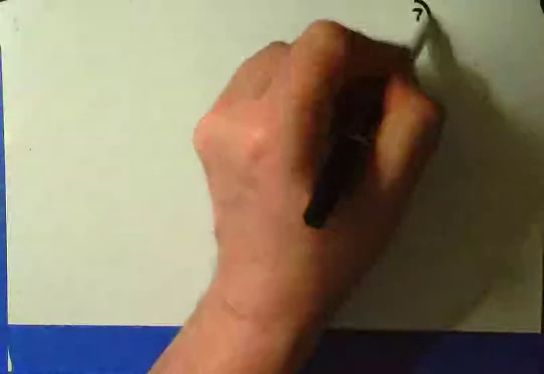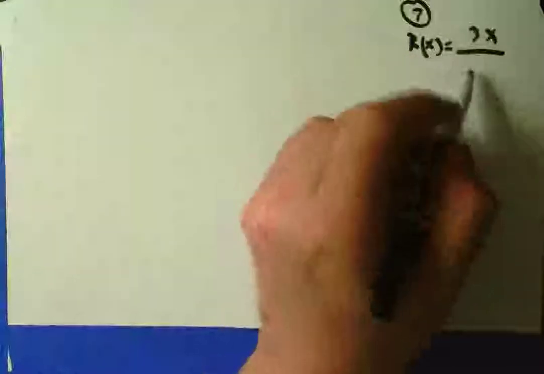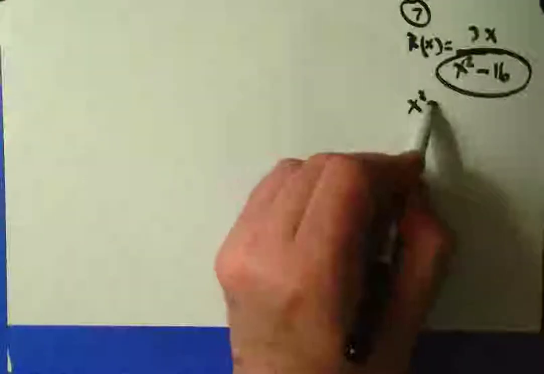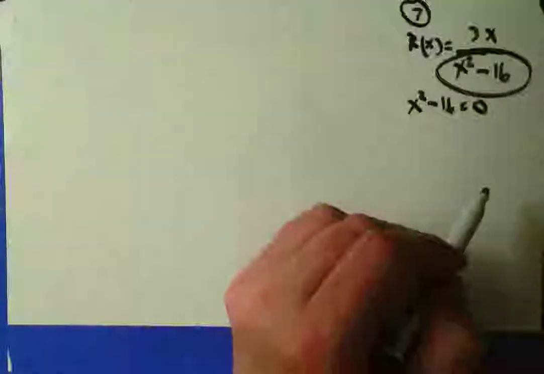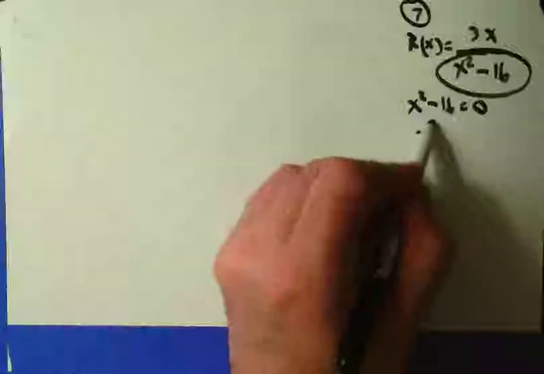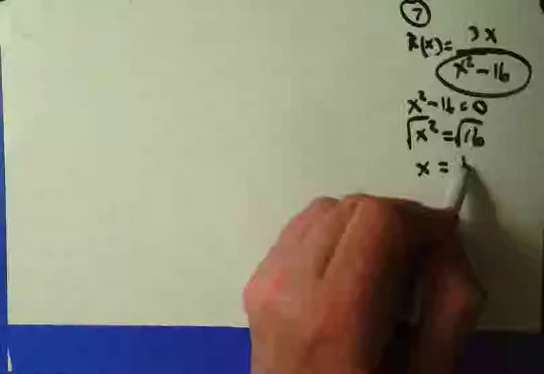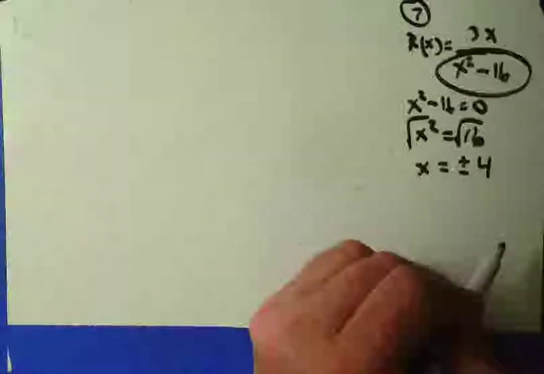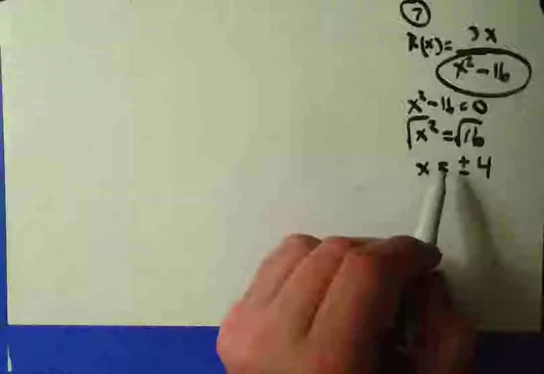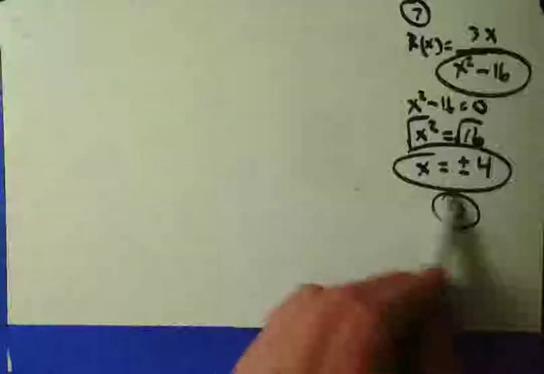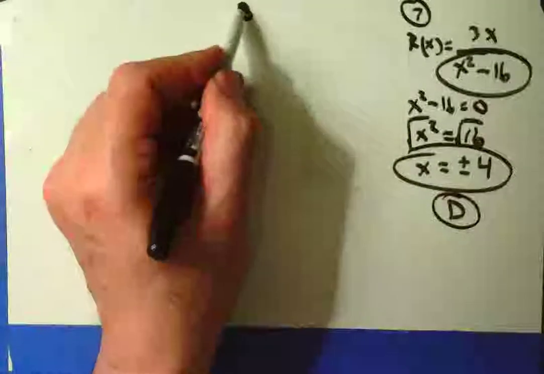7. For what values of x does r of x have a vertical asymptote? Well, r of x is defined this way, and we remember that by setting the denominator equal to 0, we can find places where the function is undefined and has a vertical asymptote. So x squared equals 16, and when we take the square root, don't forget the plus or minus 4. So r of x has vertical asymptotes at these two places, and so choice D is my answer. Choice D for number 7.